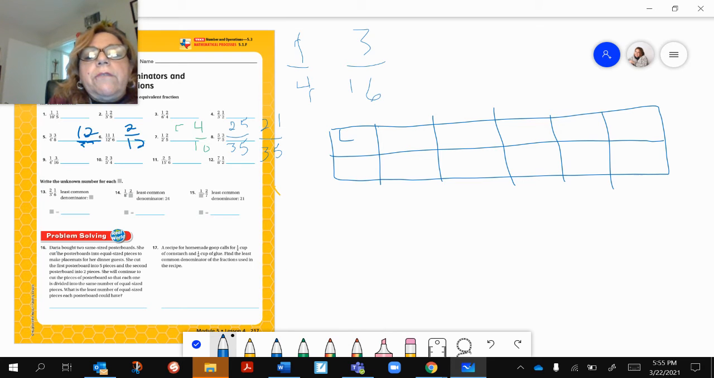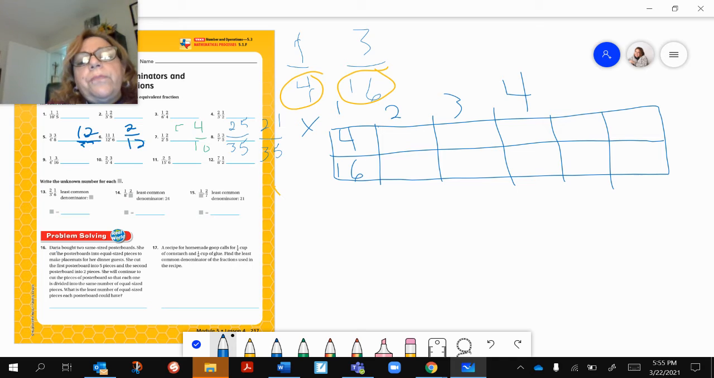Okay, so here I have 4 and then 16. How far do you think I should number? I don't need to number far. 1, 2, 3, 4. I'll stop there. 1 times 4 is 4. 2 times 4 equals 8. 3 times 4 equals 12. 4 times 4 is 16. Do I have a number in common? Yes, I do. That's 16.